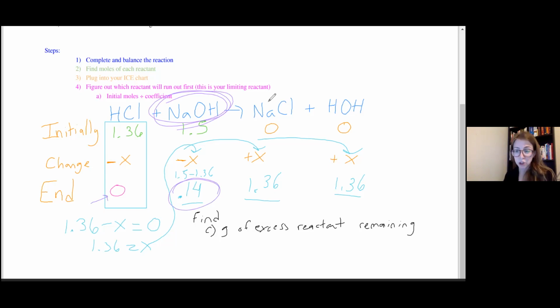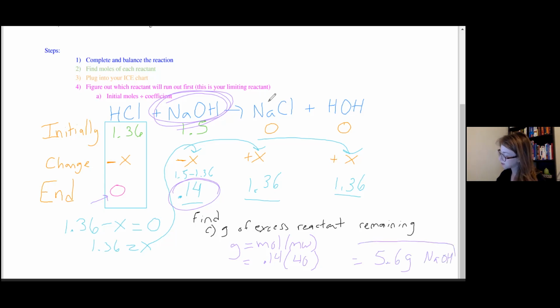But again, everything in this chart is in moles. So if I want to turn that into grams, grams equals moles times molecular weight. We're finding the grams of NaOH because that's our reactant we still have some of. We have 0.14 moles of it. The molecular weight of NaOH is 23 plus 16 plus 1, which is 40. So we have 5.6 grams of NaOH that are still left over in our pantry.